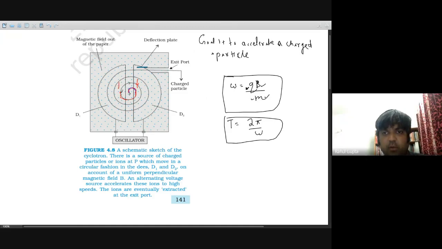But if you want it to accelerate, what will you need to do as soon as it comes here? You need to reverse the electric field. If you manage to reverse the electric field just in time, what will happen to it? It will again get a push and it will now aspire to go in an even bigger circle.